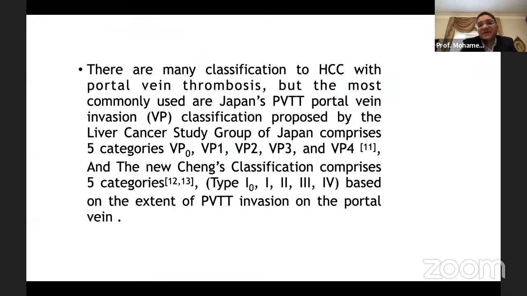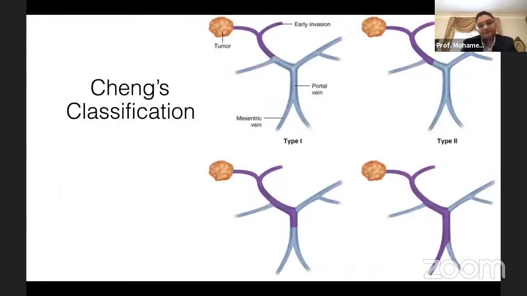There are many classifications of HCC with portal vein thrombosis, but the most commonly used are the Japanese and the New Cheng's classification. Each of them comprises 5 categories, as we show in the diagram.